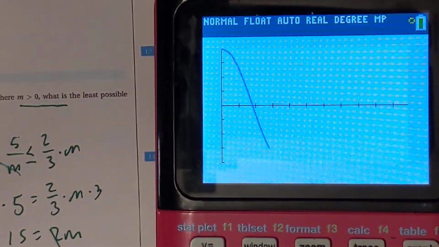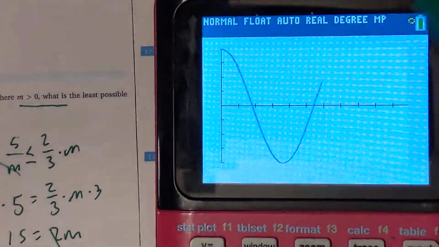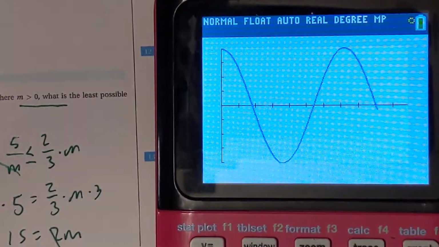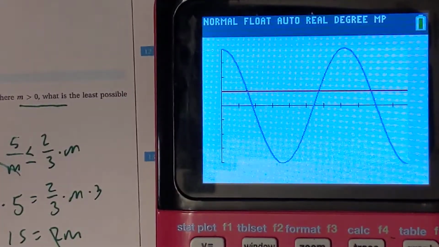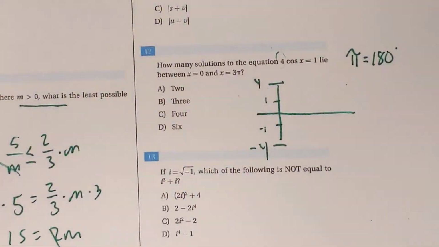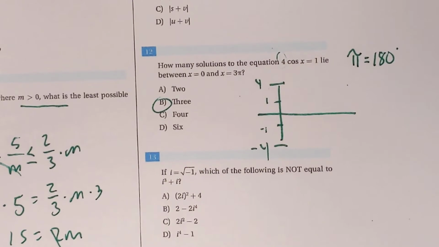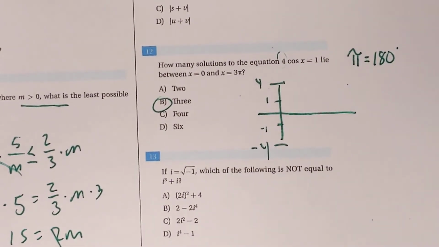So the question is, how many solutions does this have? Well, how many times does this curve equal 1? And then you're going to see the red line come through, and 1, 2, 3 times it intersects. So the answer there is 3. We're going to talk more about this when I do a review of trigonometric graphs. I think that's going to be really important because it came up a few times.